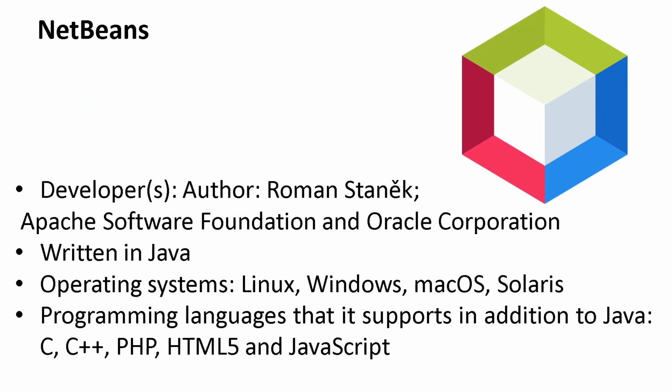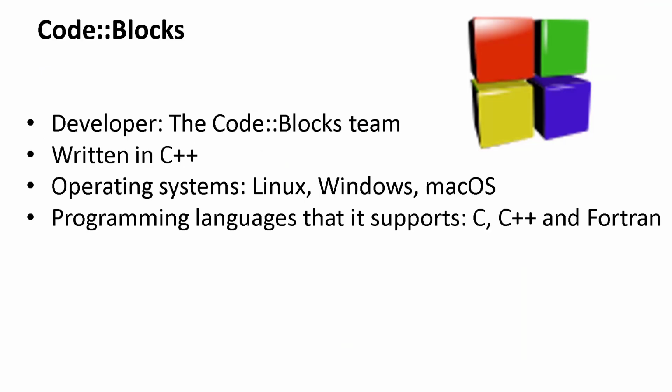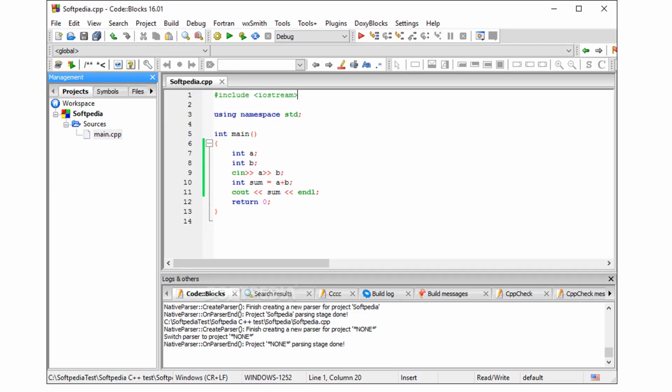Next IDE we have NetBeans. This is developed by Apache Foundation and Oracle Corporation, but the original author was Roman Stanek. This IDE is written in Java and it runs on Linux, Windows, macOS and Solaris. This is how the interface looks. Next IDE, and the last one that I will enumerate in this list, is CodeBlocks. This is developed by the CodeBlocks team. It's written in C++ and it runs on Linux, Windows and macOS. The interface looks something like this.